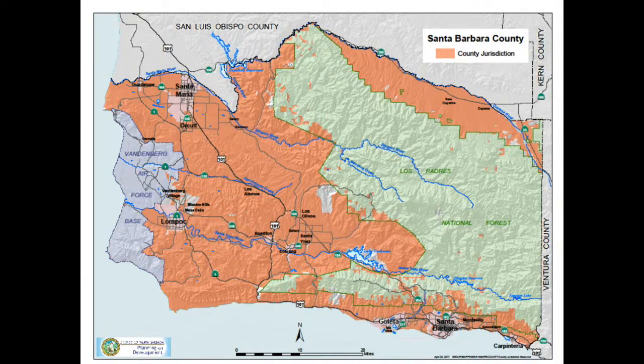Before we begin, I just wanted to set the stage a bit for the area that is going to be covered by the Housing Element Update. So this is the county's jurisdiction. Everything that is shown in orange on this map is the unincorporated area of the county, and that is what's covered by the housing element. It's essentially everything that is outside of an incorporated city, Vandenberg Space Force Base, and the Los Padres National Forest.